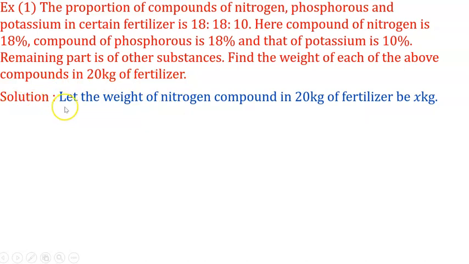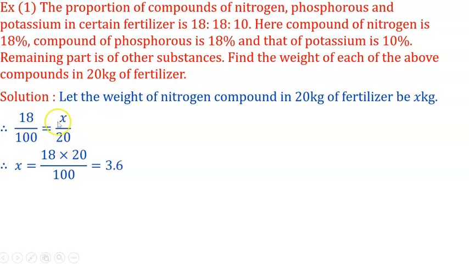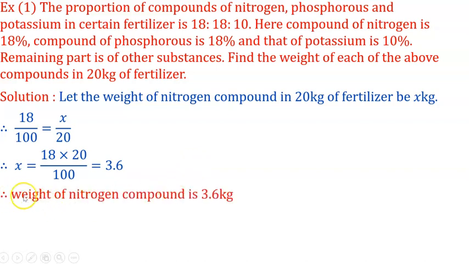Now here is the solution. Let the weight of the nitrogen compound in 20 kg of fertilizer be x kg. Therefore 18 upon 100 is equal to x upon 20, and after simplification we get x = 18 into 20 upon 100. Then x = 3.6. Therefore the weight of the nitrogen compound is 3.6 kilograms.